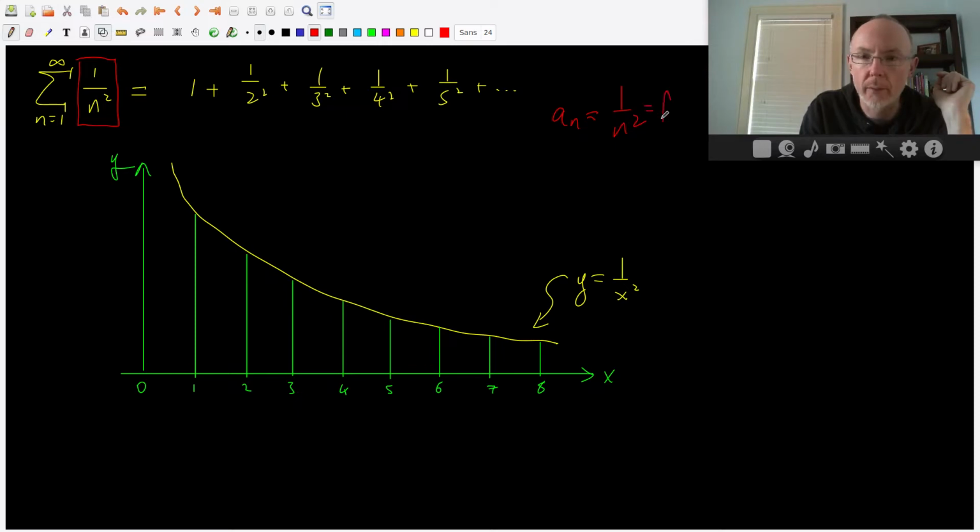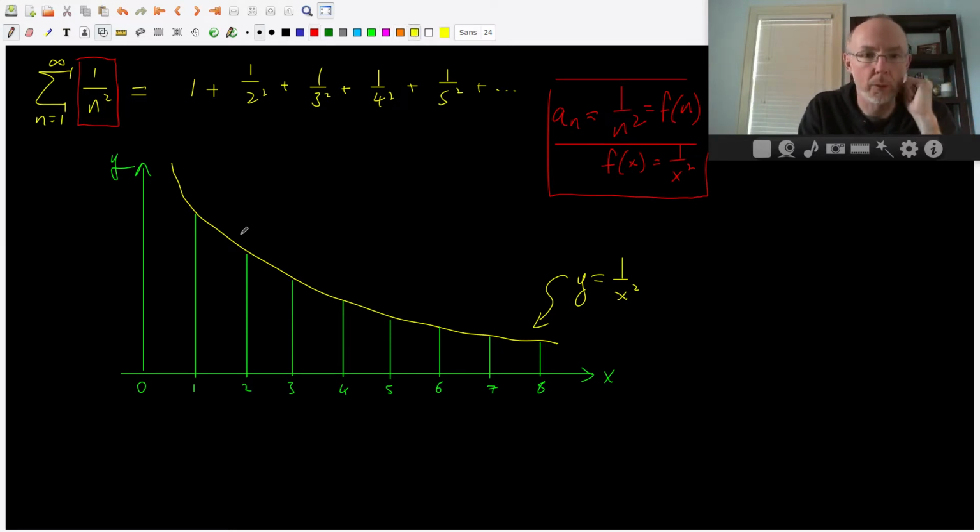So if we think about this as being generated by a function, then that function is 1 over n squared for f of n, or 1 over x squared for f of x. We've got a function here that's generating those values. Because in other words, when I plug in 1, I get this value, which is, what's that value? That value is 1, because I plug 1 into this.